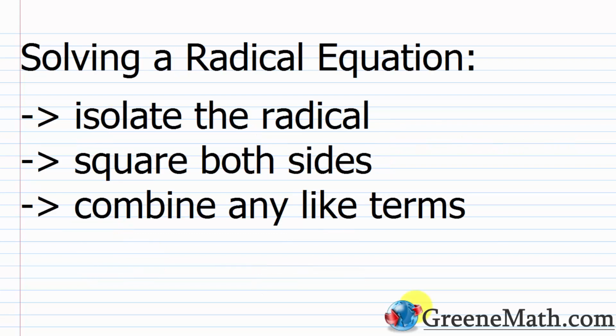Now let's take a look at the procedure to solve a radical equation. Solving a radical equation, we want to isolate the radical. That's the first thing you're going to do. In the most complicated situations, you're going to have more than one radical involved, and in that case, you just want to isolate one radical at a time. The next step is going to depend on what type of root you're looking at.